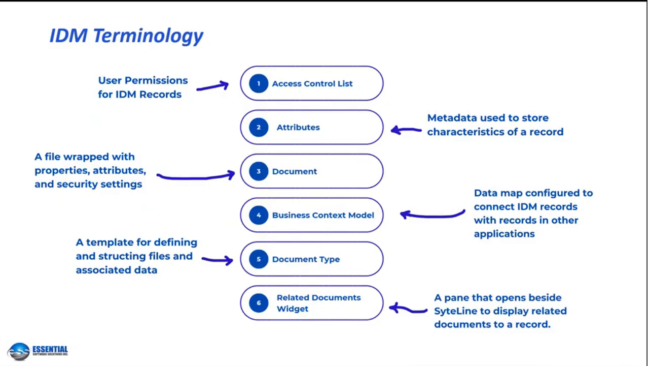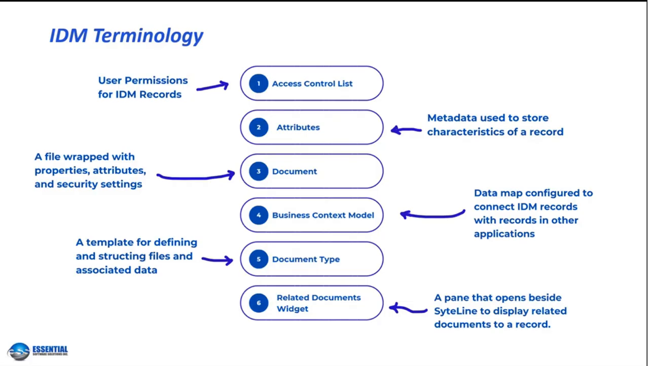The next term that we'll cover a lot is document. Most of us are probably familiar with the word document, but in Sightline, it just means that it's a file wrapped with properties, attributes, and security settings. So each document that you store in Sightline or IDM is going to have its own template, and the template also ties in with the permissions in terms of who can access and view the document.